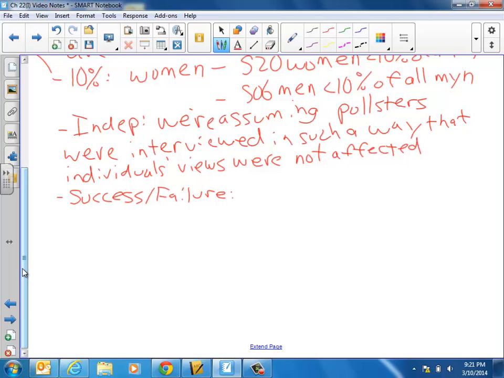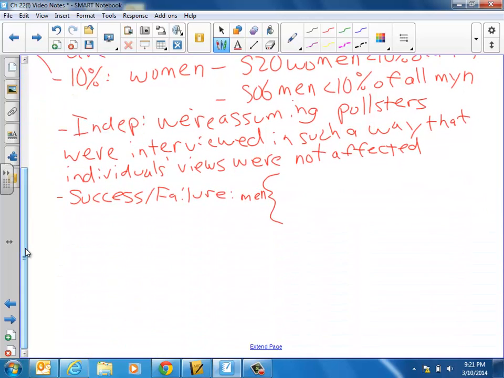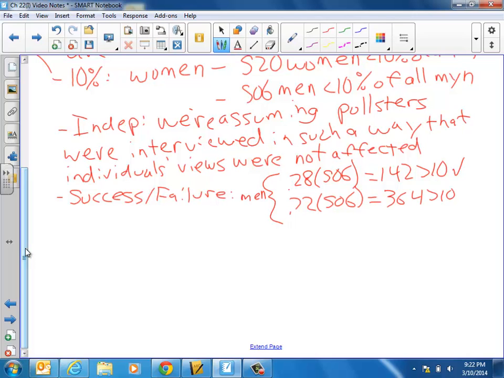Success failure. So for the men first, we had 28% of the men thought men were generally more intelligent, so we're going to multiply that probability of success, quote unquote. I think most of us could agree that that might be failure. 28% times 506, the sample size of men we interviewed, is equal to 142, which is certainly greater than 10. Similarly for failure, quote unquote, because again, this is probably the healthier view to have, 72% times 506 equals 364, certainly greater than 10.